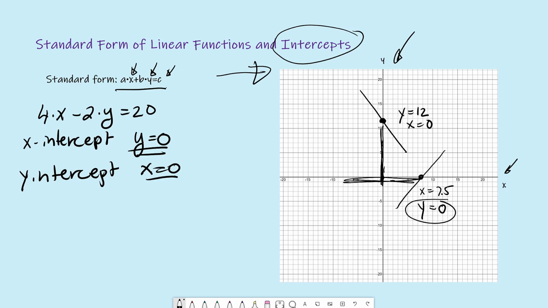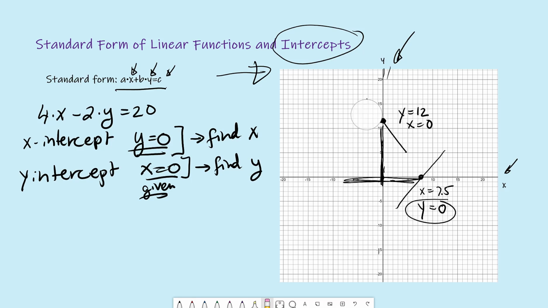So it's not what comes out. When we have an x-intercept, we take y equals 0, and from this we find x. And when we have a y-intercept, we take x equals 0. This is the given information, okay? And we find the y on this axis where the line intercepts. So let's clean this up a little, and then let's use this example to find our intercepts.